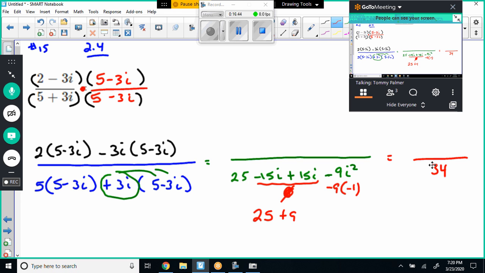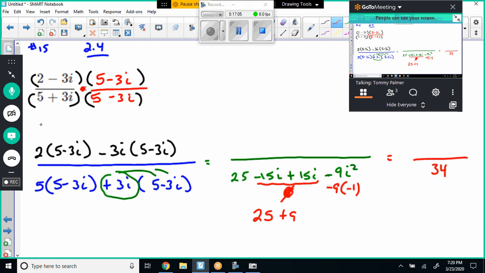Okay, so if you look at the denominator, when we got done with the denominator, we don't have any i left in it, do we? So we call that rationalizing the denominator, because remember, i is really the square root of negative 1, and you can't have a radical in the denominator.